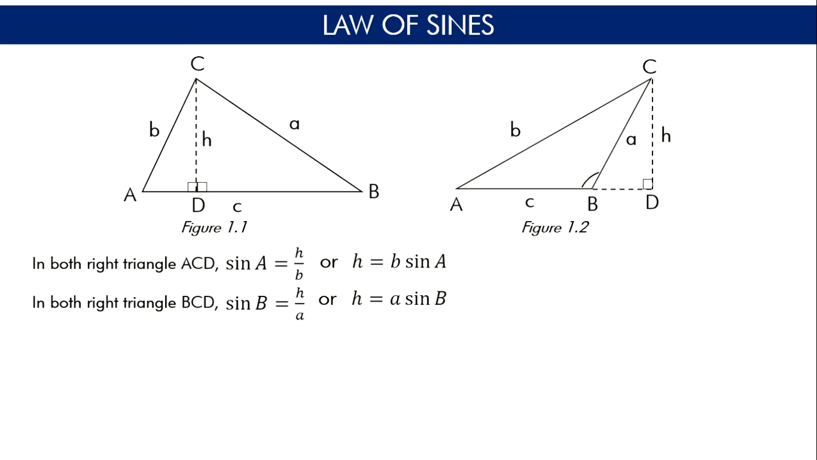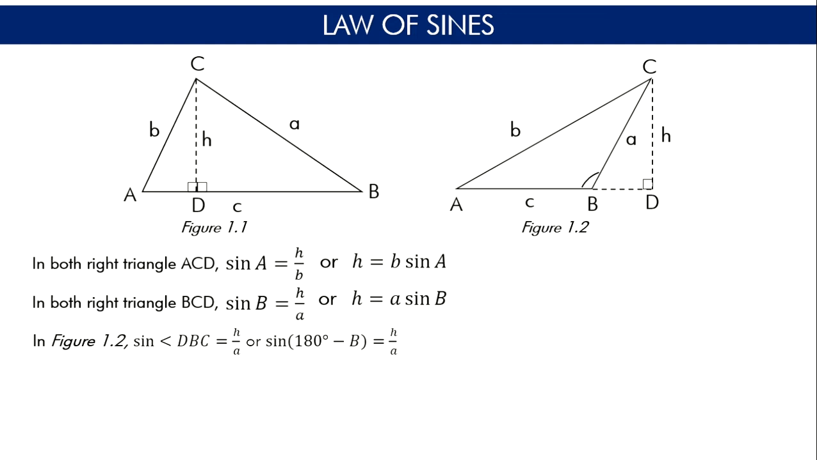Now in addition, let's focus on figure 1.2. Here we have the sine of angle DBC, and we can say that its value is h over a. Since they are supplementary, we can say that this angle is 180 degrees minus B, and its value is also h over a.